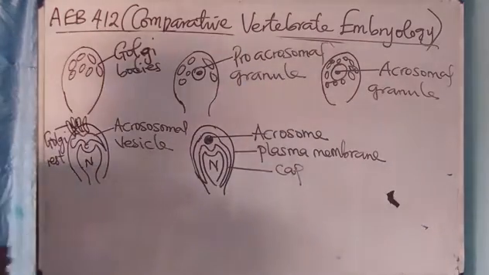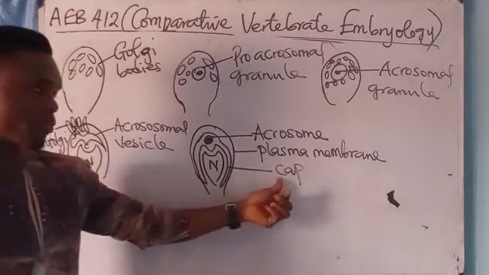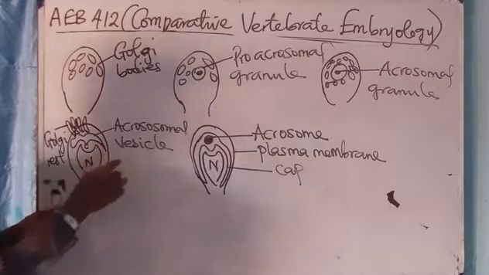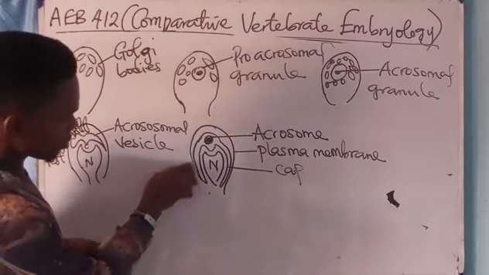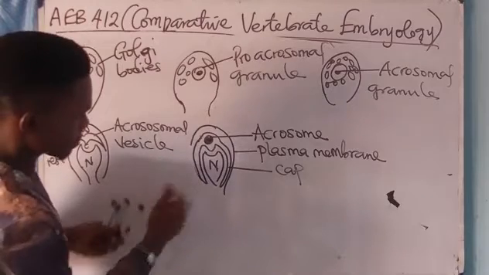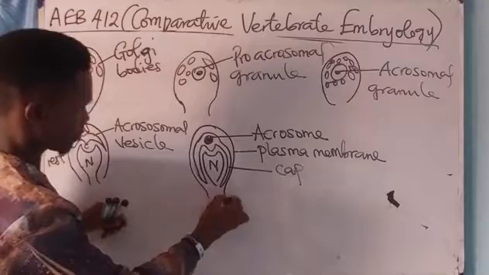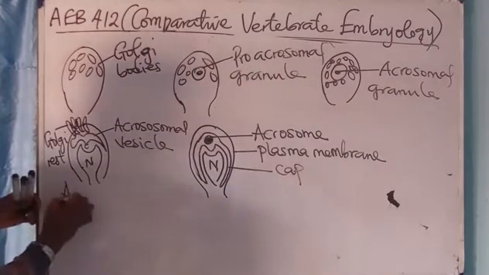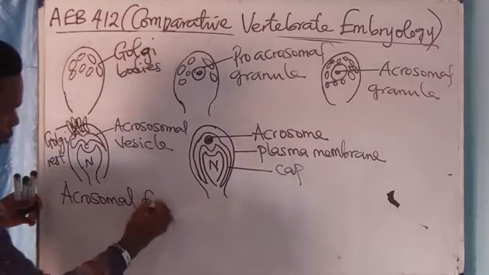Then after that, you now have something like this. So that is what you have, which means that it is this acrosomal vesicle that produces what? The cap. Right, you can see now that this acrosomal vesicle has differentiated. Let me do this very well, please. All right, so what you have on the board is called what? Formation of the acrosome. Acrosomal formation.